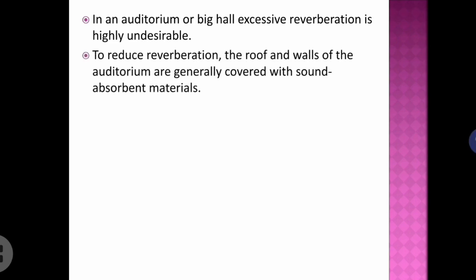To avoid such confusion in an auditorium or a big hall, reverberation should be avoided. It is highly undesirable in such an auditorium or big hall. So to reduce reverberation, the roof and walls of the auditorium or such halls are covered with sound absorbent materials like plastic or fiber. They use such materials for making roofs and walls. Also the chairs or the furniture in the room are made of such sound absorbent materials to reduce the multiple reflection or the reverberation.